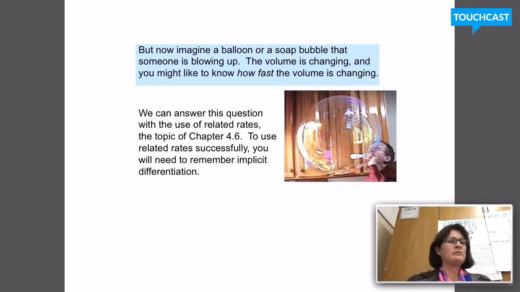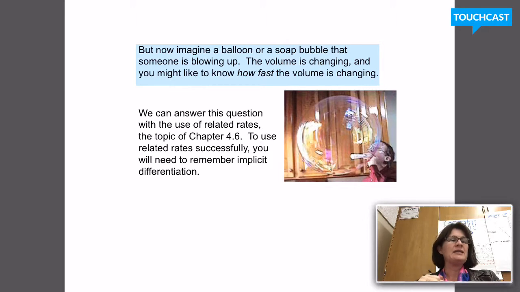Imagine somebody blowing up a balloon or a soap bubble. The volume is changing, and we might want to know how fast the volume is changing. And we might be interested to find out that the volume isn't always changing at the same rate. The rate at which the volume changes is changing. So we can answer questions about this, how the volume of this bubble is changing, using the techniques of chapter 4.6.